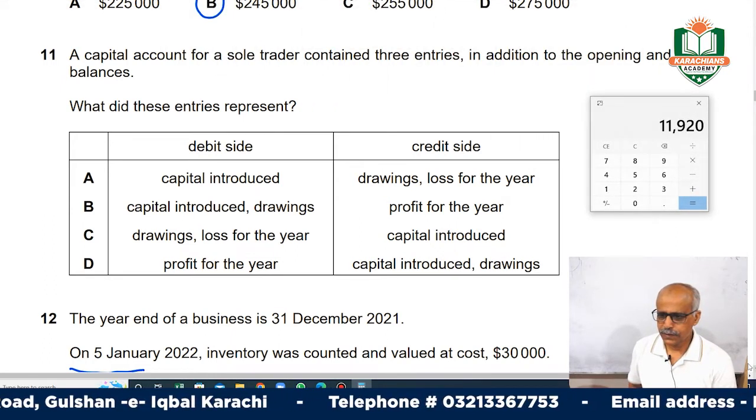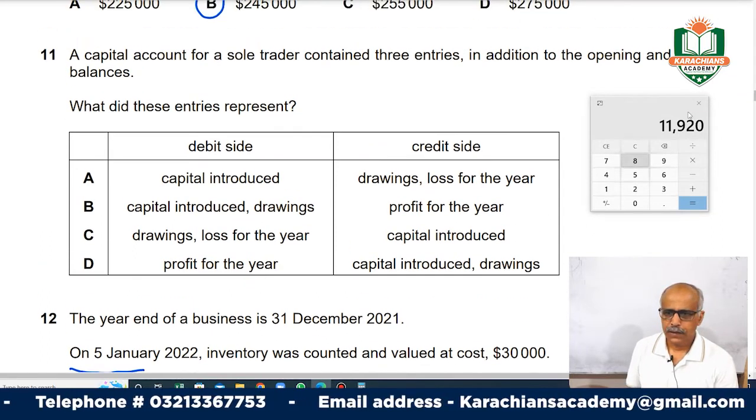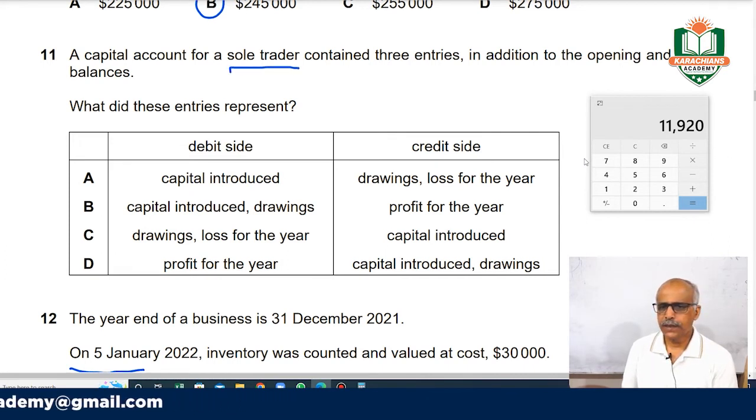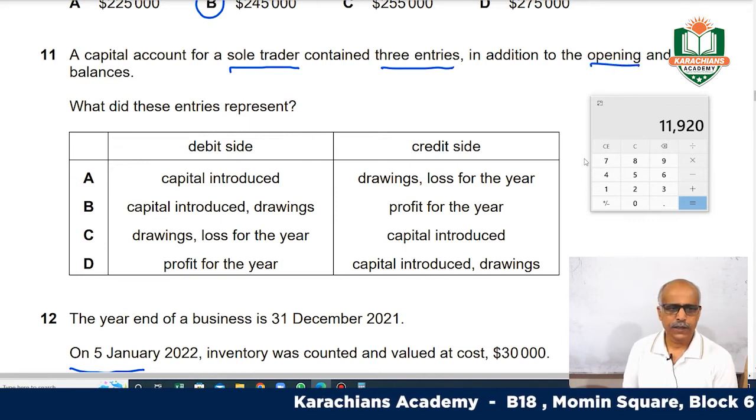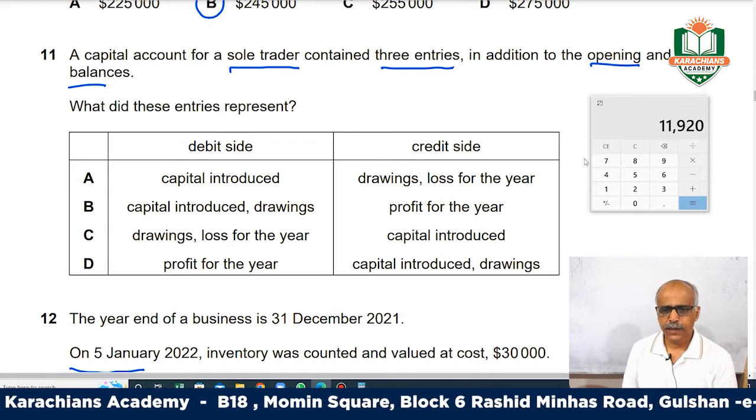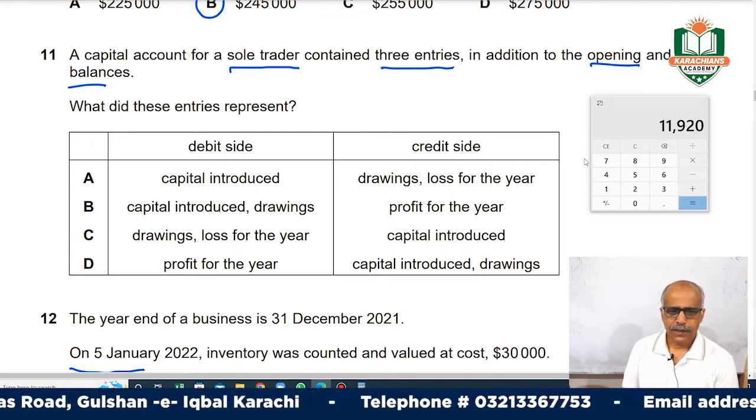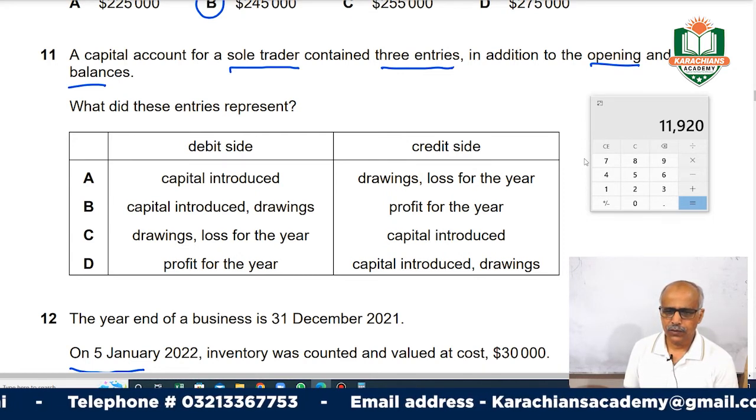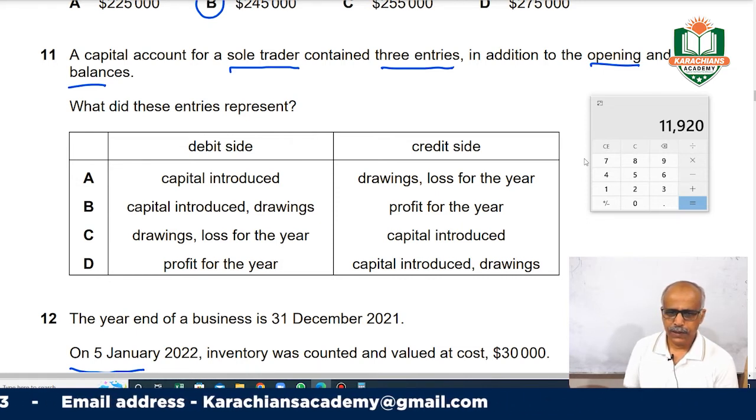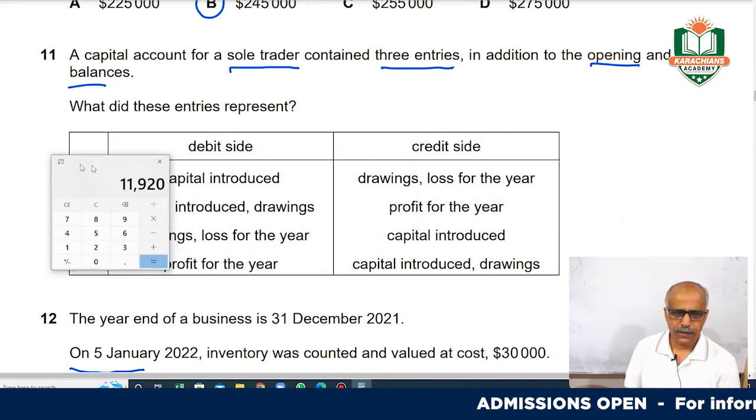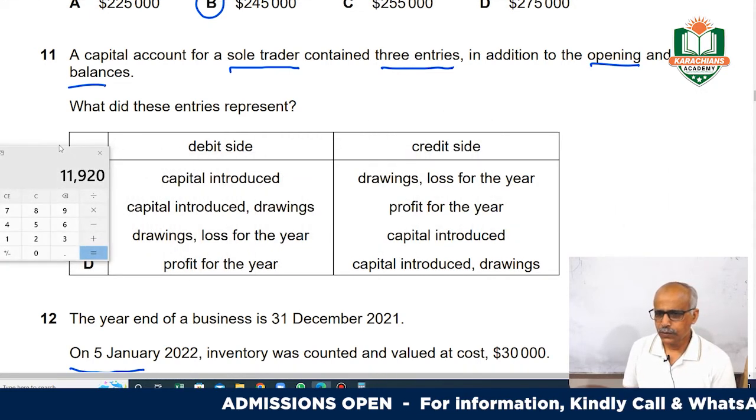What does 11 say? Question number 11 says a capital account for a sole trader contained 3 entries in addition to the opening and closing. Okay, opening and closing entries are already there, and there are 3 entries. What did these 3 entries represent? On the debit side, on the credit side, the 3 entries he is talking about: the capital introduced, drawing and so on. He has given you different options.